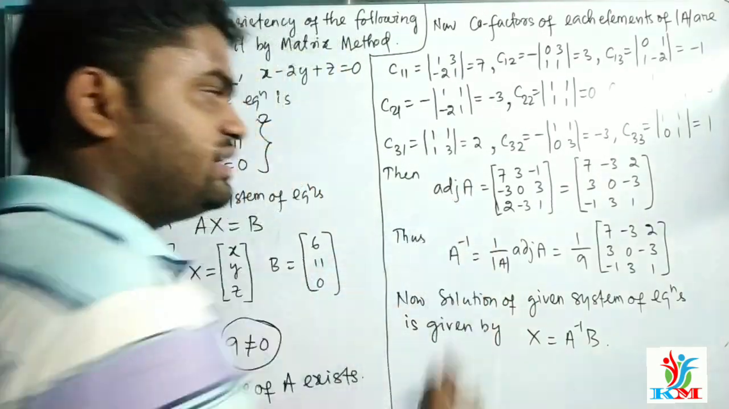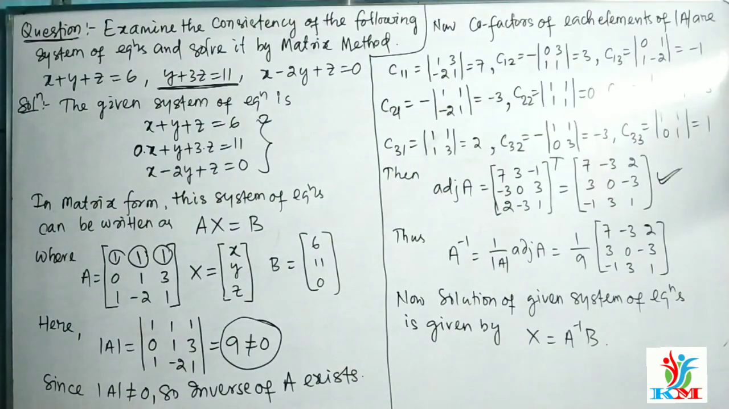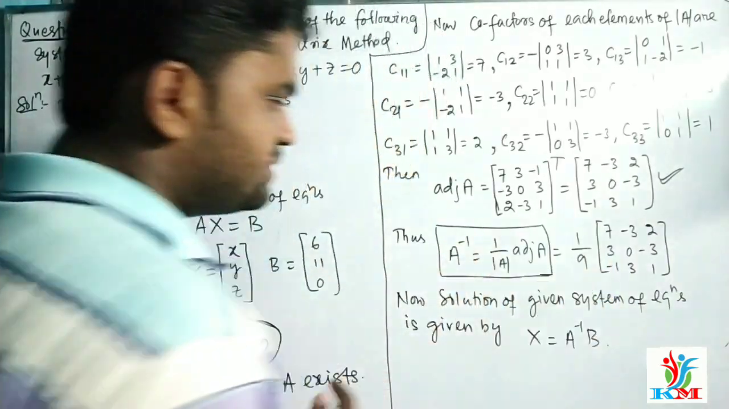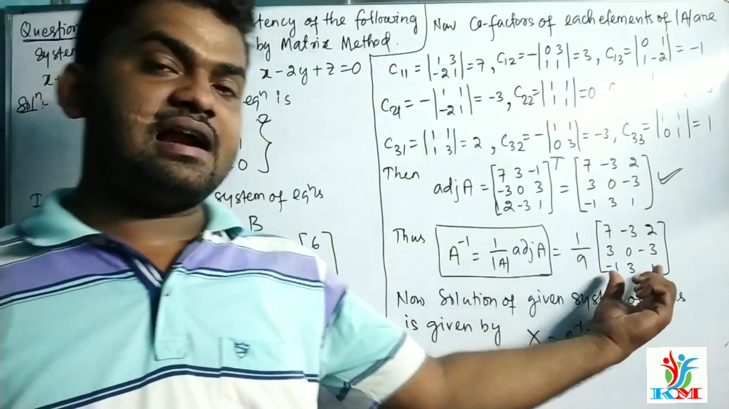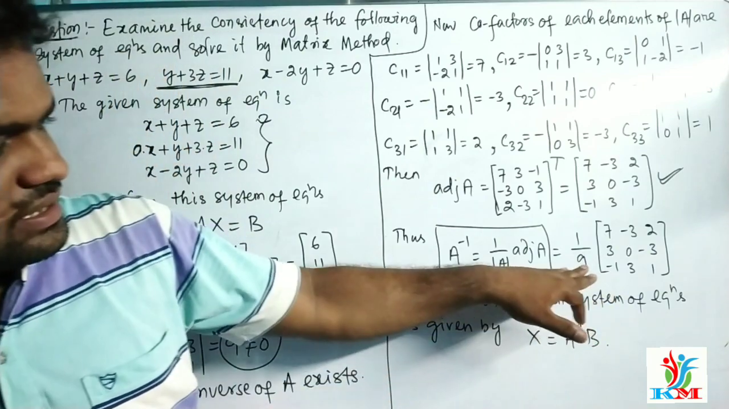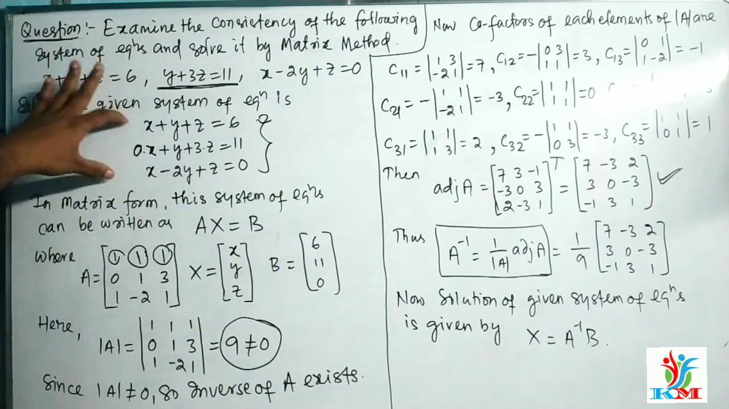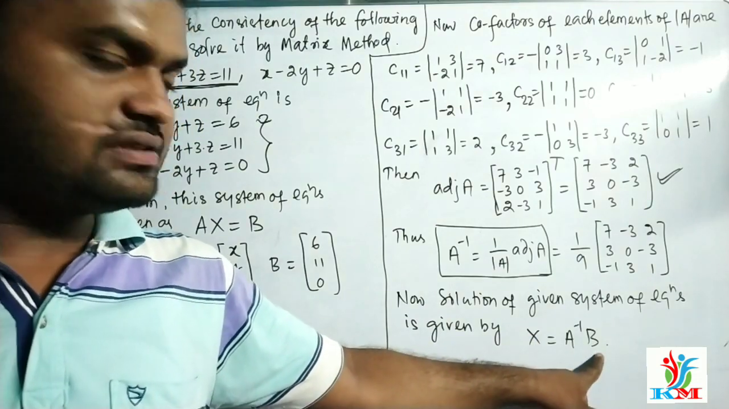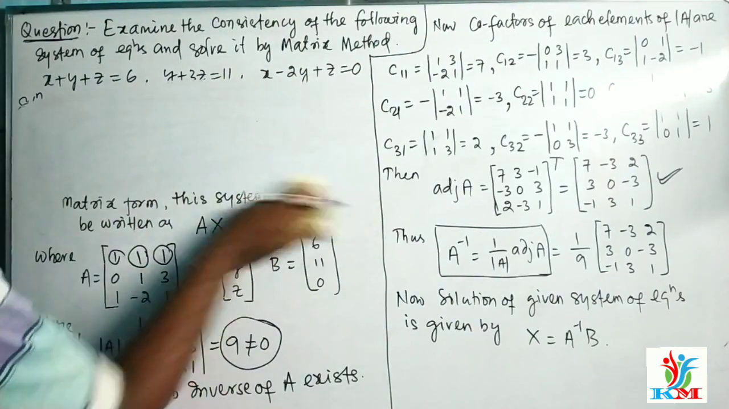Then we write the adjoint of A. As we know, the adjoint of A is the transpose of the cofactor matrix, so here we get the adjoint of matrix A. And now how can we find the inverse? As we know the formula, A inverse is equal to 1 by determinant of A times adjoint of A. So look at here, determinant of A is equal to 9, and this is the adjoint matrix, so we get A inverse here. And now we find the solution of this system of equations by using this formula, that means x is equal to A inverse times B.